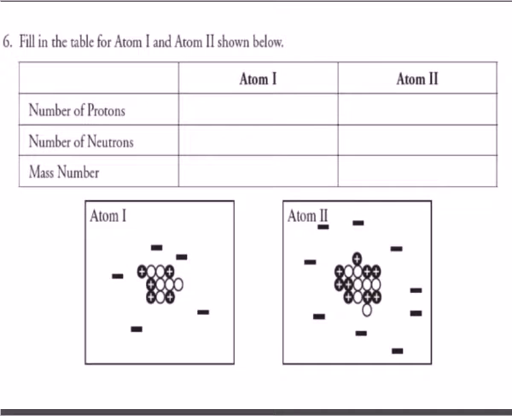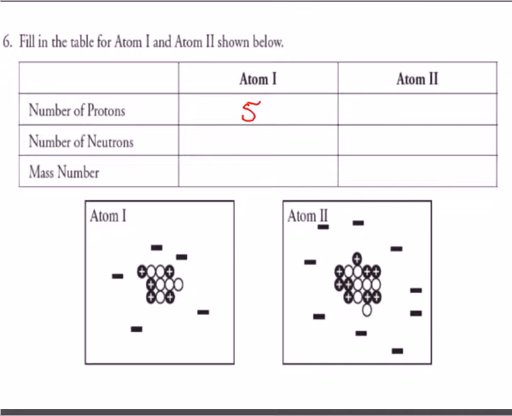All right, so take a look. You don't have this in your notes. We're going to talk through it together. We've got atom 1 over here on the left. We've got atom 2 on the right. Number of protons. How am I going to identify protons here in these pictures? They're going to have a what? Yeah, the one with the plus. So, in atom 1, how many protons do I have? 5. I've got 5 protons.